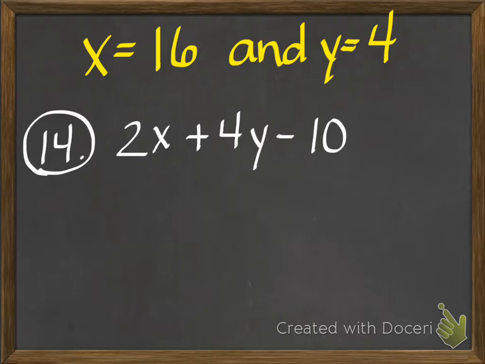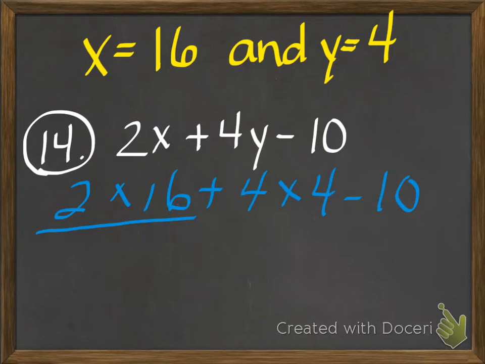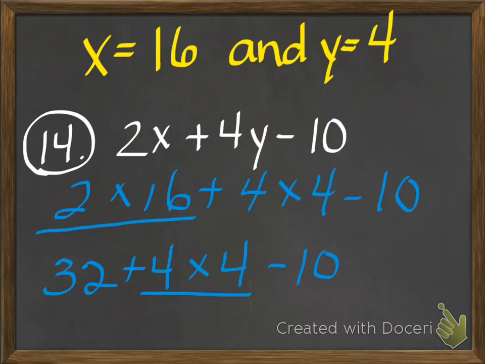2x plus 4y minus 10. Okay, x equals 16. So x equals 16, so we've got 2 times 16 plus 4 times y equals 4, minus 10. Okay, and multiply and divide left to right. So we've got 2 times 16 is 32. Rewrite the rest of the problem. Plus 4 times 4 minus 10. Do the rest of the multiplication division. So we got 4 times 4 equals 16. So now we have 32 plus 16 minus 10.